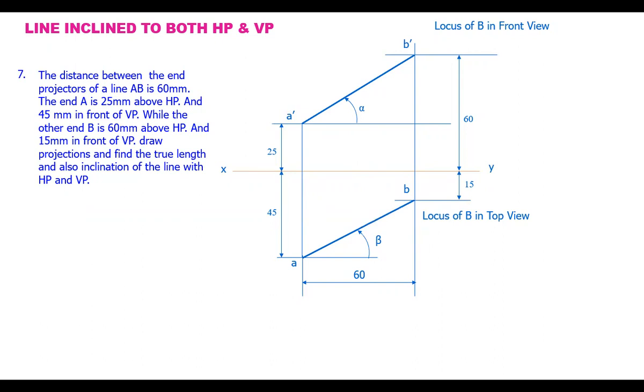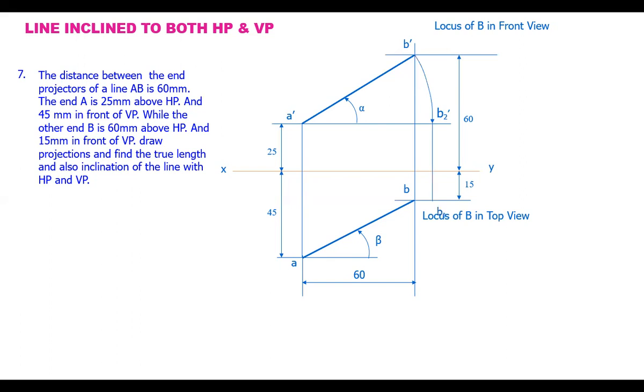Now we have to find the true length and inclination with the HP and VP, theta and phi. So let's find it. Here we assume that the line is making an angle with both the planes. Let's make it parallel to HP. Rotate this end B downwards until it is made parallel to HP. So A dash, B2 dash is the front view, when it is made parallel to HP.